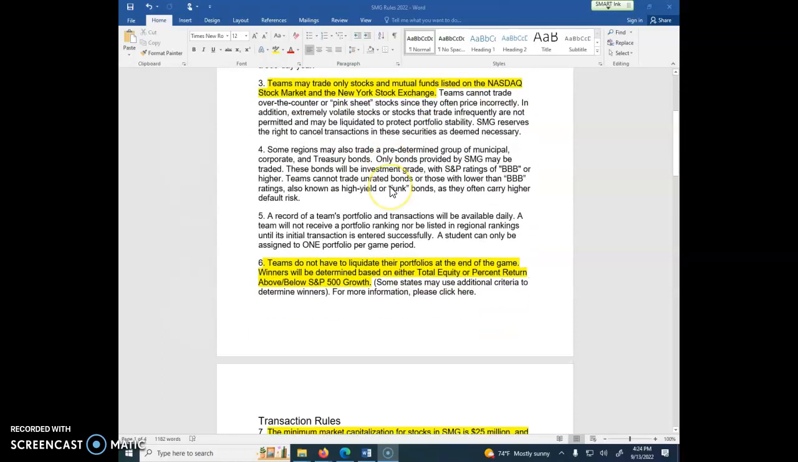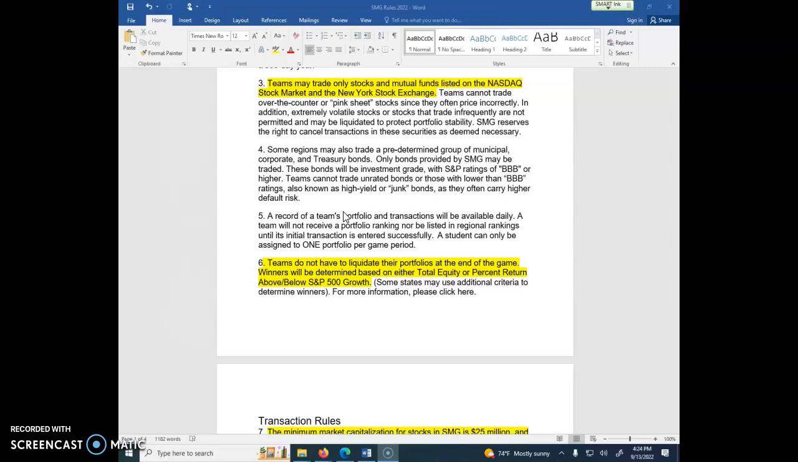I'm going to skip down a few to rule number 6. Teams do not have to liquidate their portfolios at the end of the game. Remember, we're a one semester class, but I actually keep this game open for the entire school year. And every year I have a couple of students who like playing the game, and they continue to play even after the semester is over.